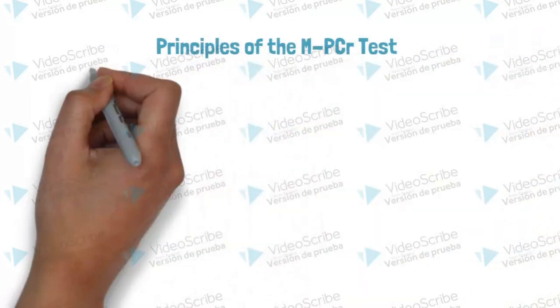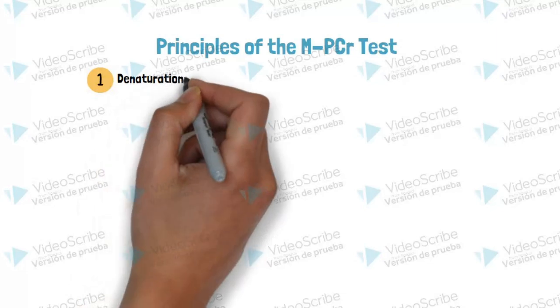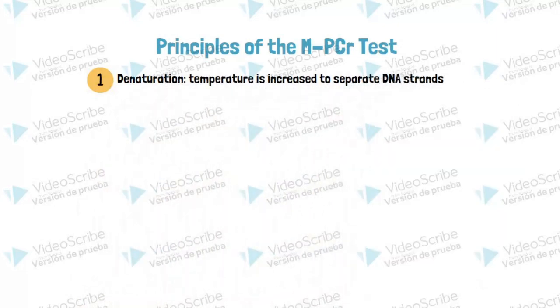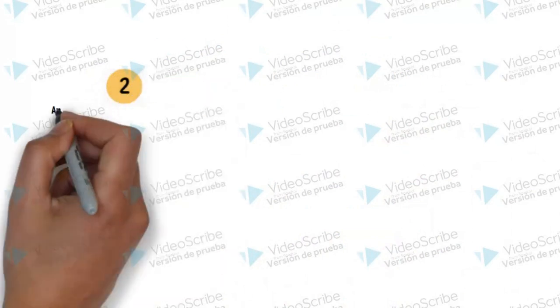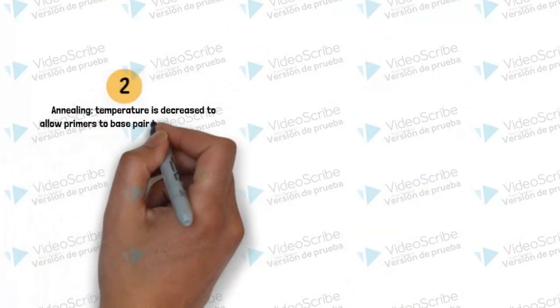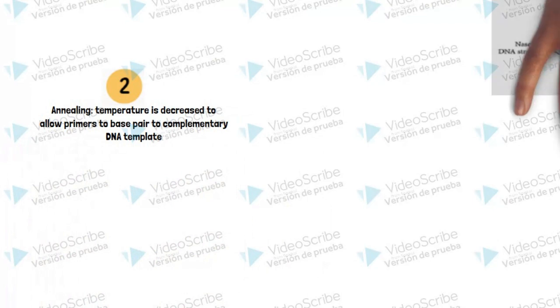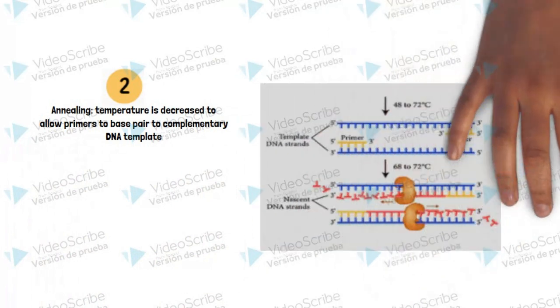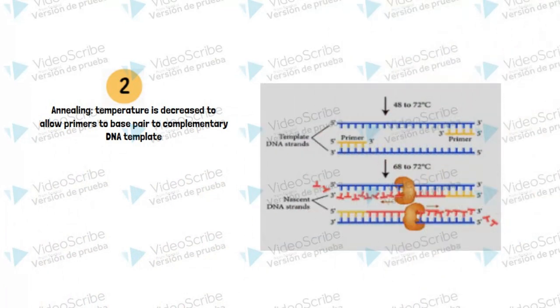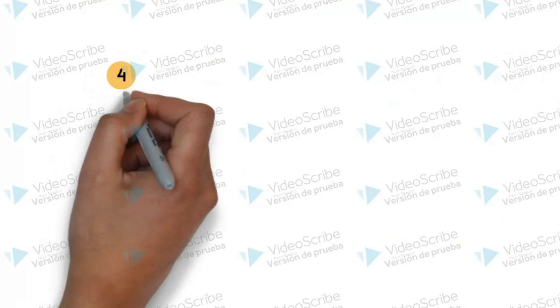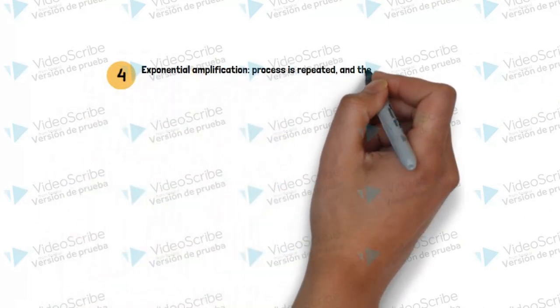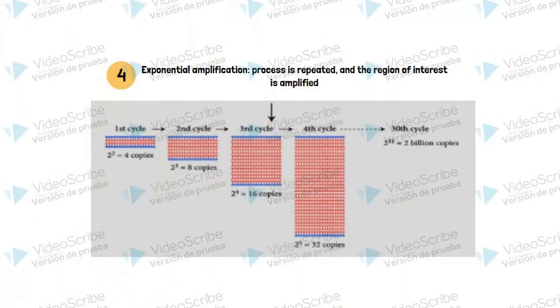We can separate the MPCR test in 4 steps. The first one is the denaturation, where the temperature is increased up to 98 degrees Celsius to separate the DNA strand. Second is the annealing step, where the temperature is decreased from 48 to 72 degrees Celsius to allow the primers to base pair to the complementary DNA template. The third step is extension, where the polymerase extends the primer to form new DNA strands. Finally is the exponential amplification, where the process is repeated and the region of interest is amplified.